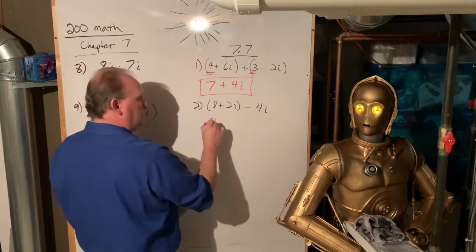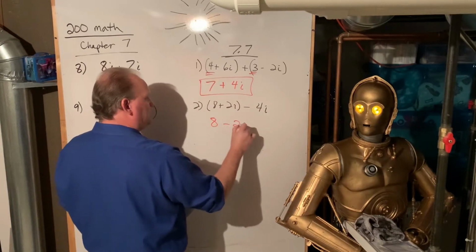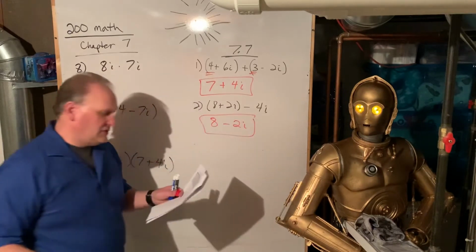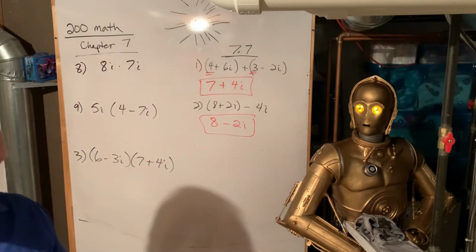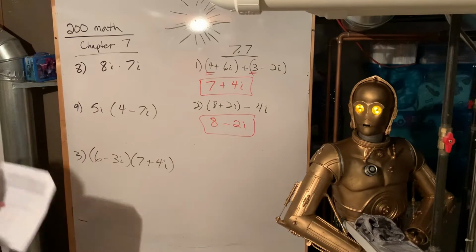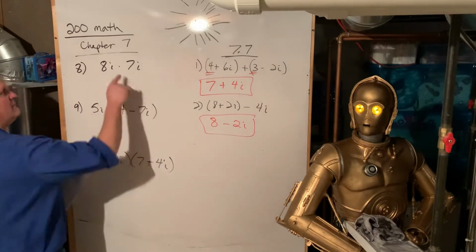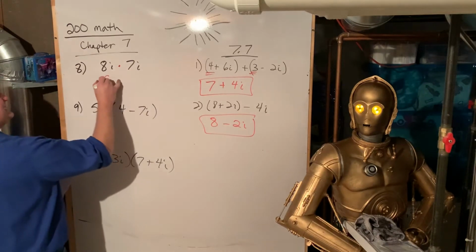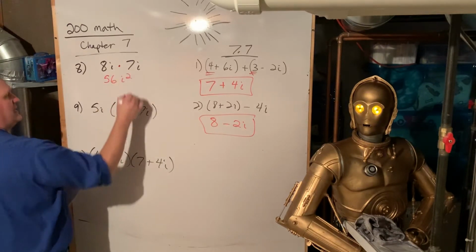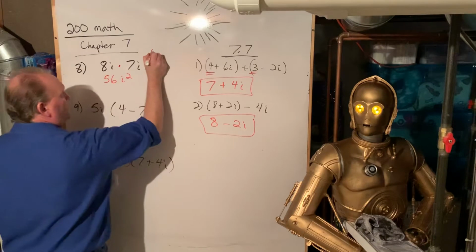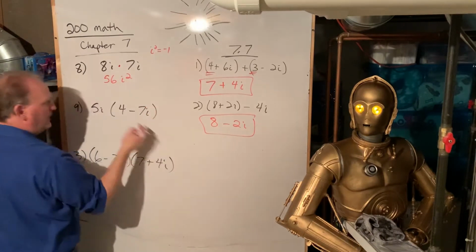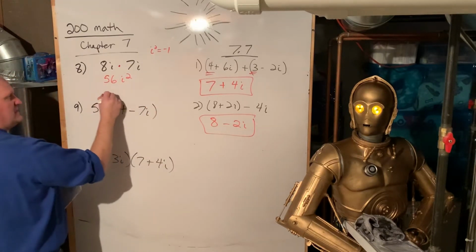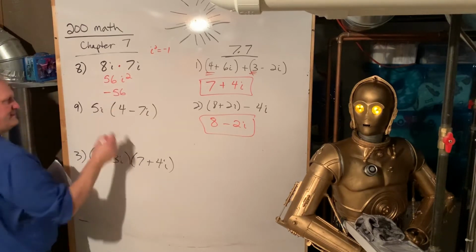Same deal here. 8 minus 2i. Done. So nothing for the 8, so we just put the positive 2i with the negative 4i and get negative 2i. All right, when I multiply this, that's 56i squared. And then i squared, remember, is always just negative 1. So that's negative 1 times 56. That's just negative 56. Done.